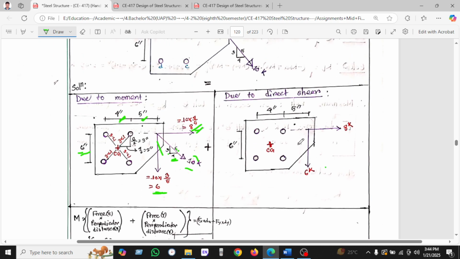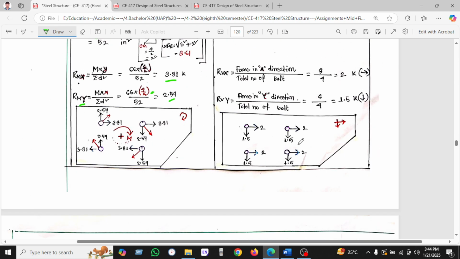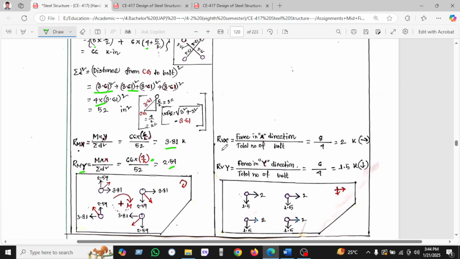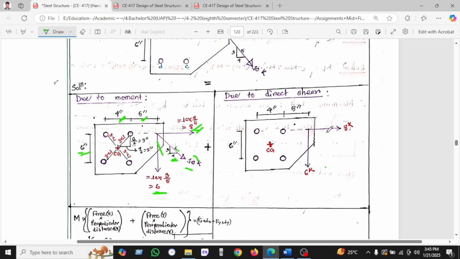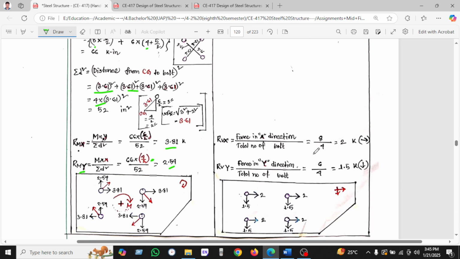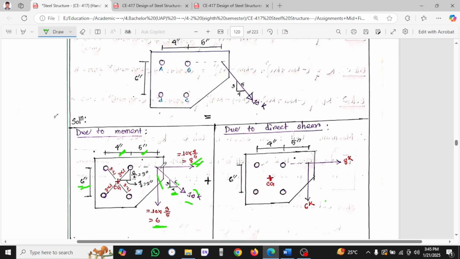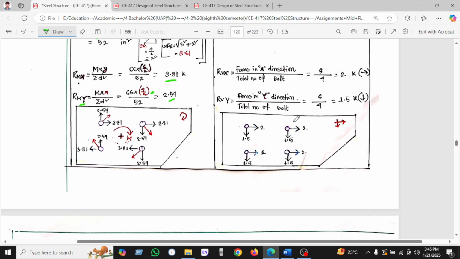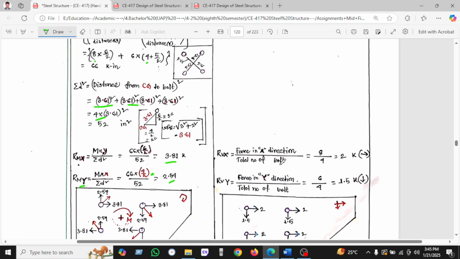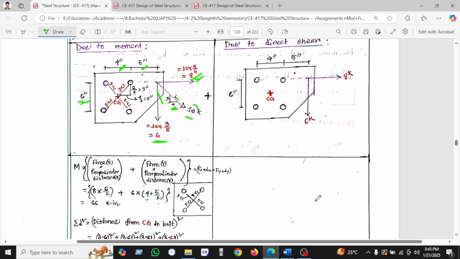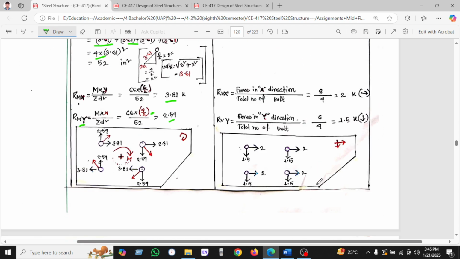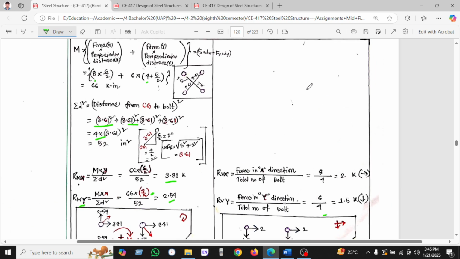Okay, so direct shear we have been calculating here. So if we calculate that direct shear RBX, the force in x direction, we know the x direction is 8 kip, divided by the number of total bolts. We have been seeing the total bolts is 4. In the same way we calculate the y direction, the load is 6, we have seen here, and the number of total bolts is 4.